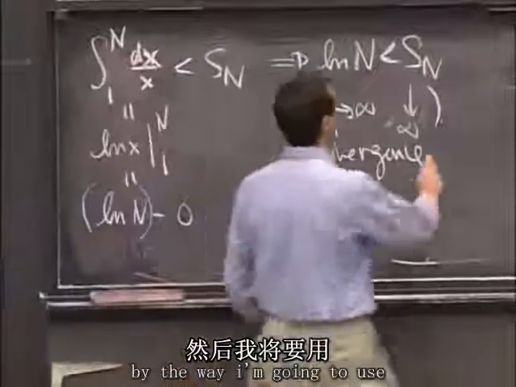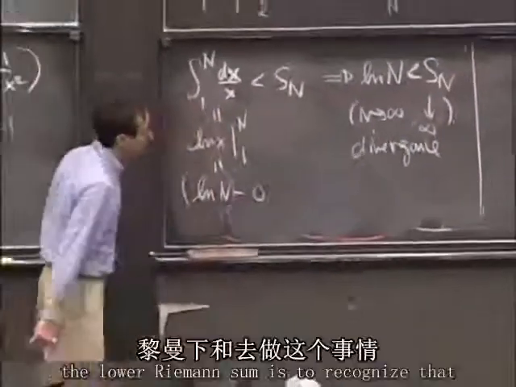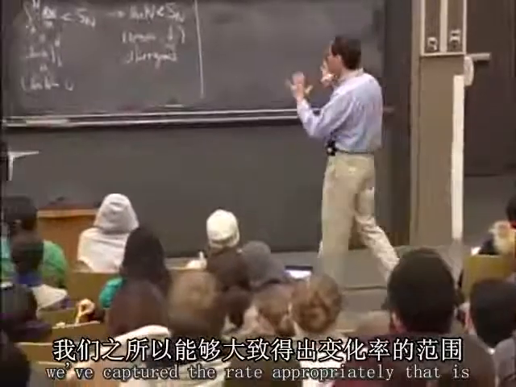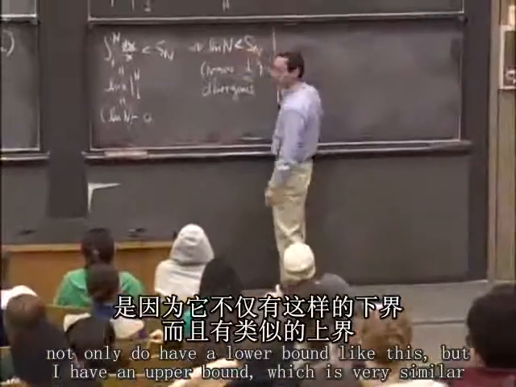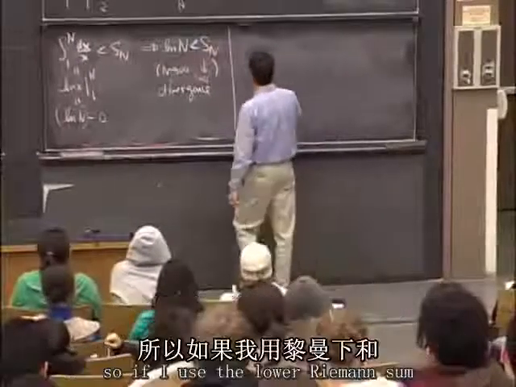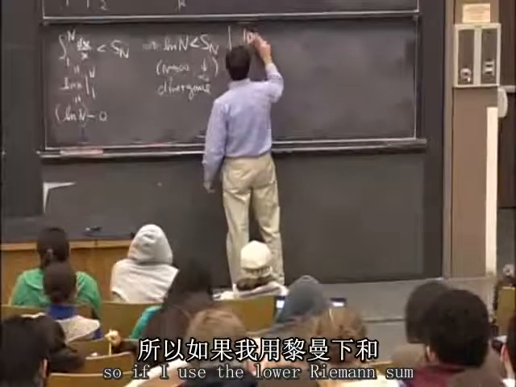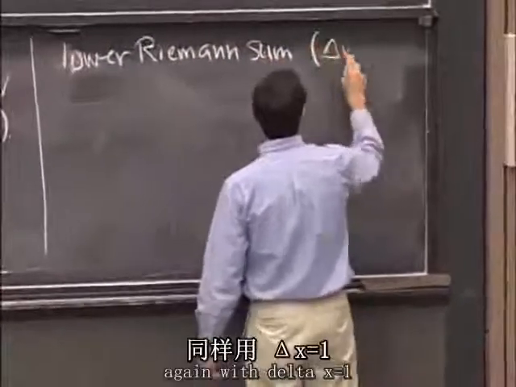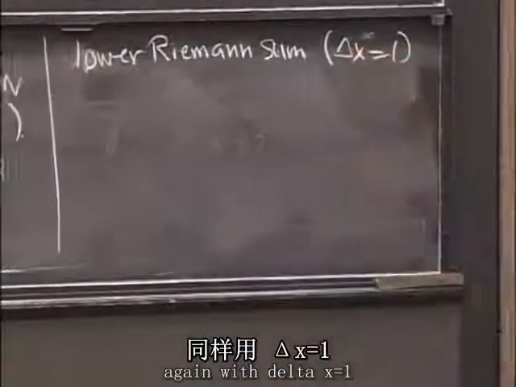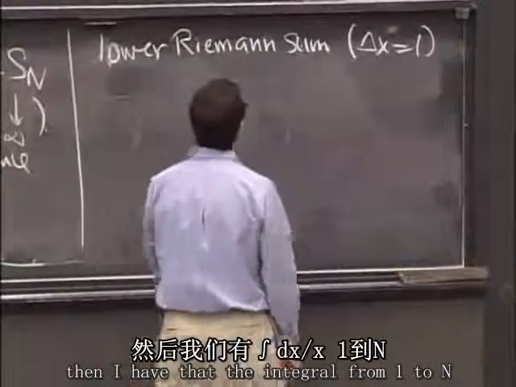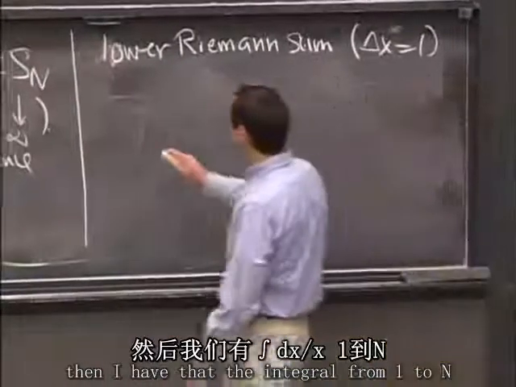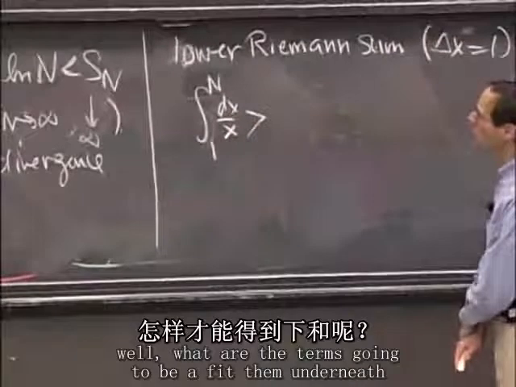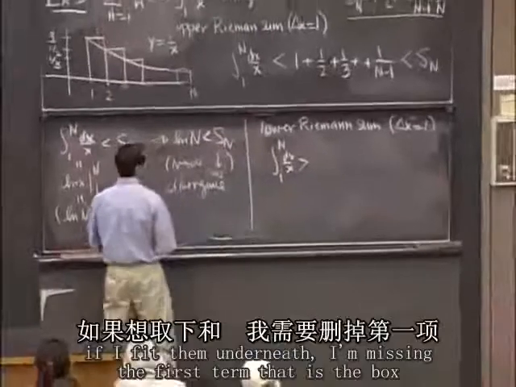Now, the way I'm going to use the lower Riemann sum is to recognize that we've captured the rate appropriately. That is, not only do I have a lower bound like this, but I have an upper bound which is very similar. So if I use the lower Riemann sum, again with delta x equals 1, then I have that the integral from 1 to n of dx over x is bigger than, well, what are the terms going to be if I fit them underneath? If I fit them underneath, I'm missing the first term.